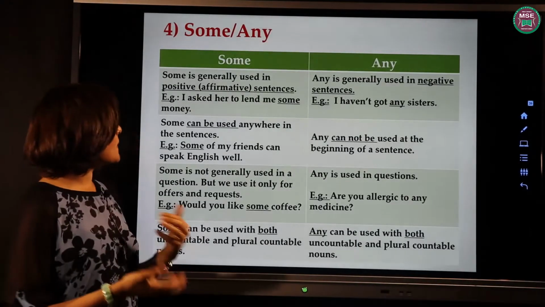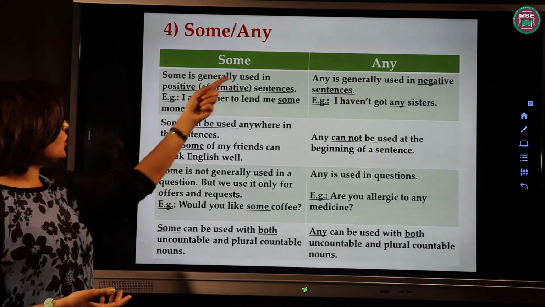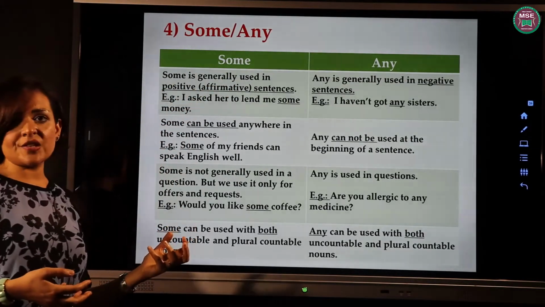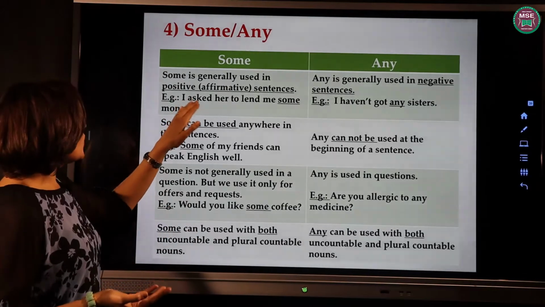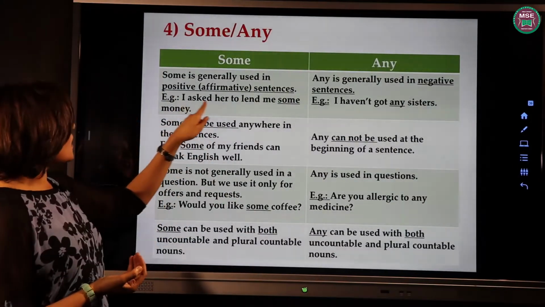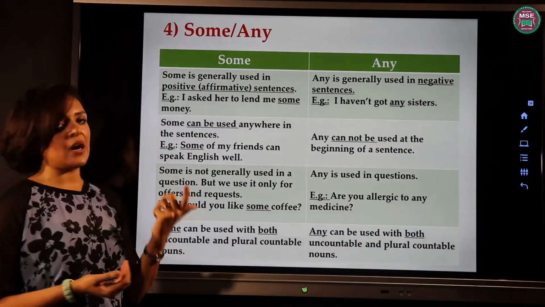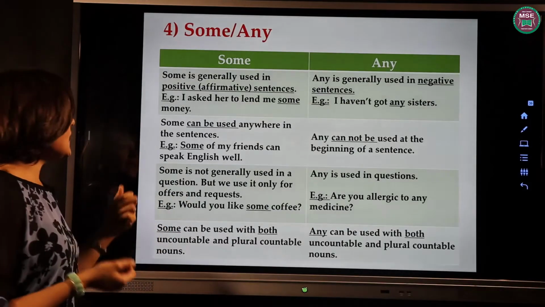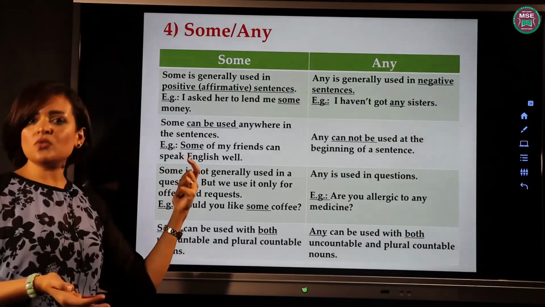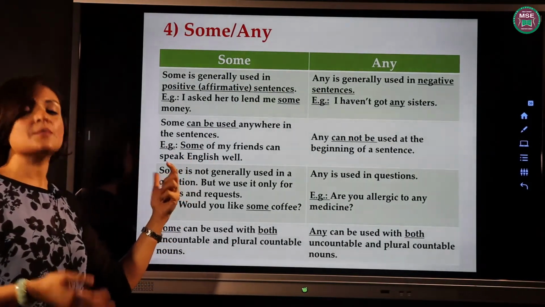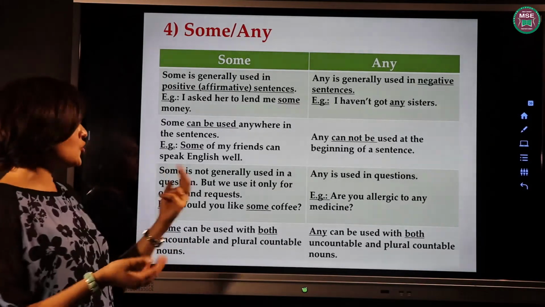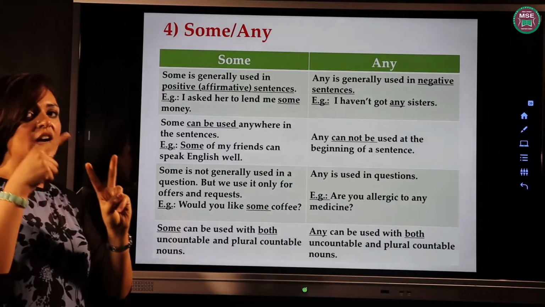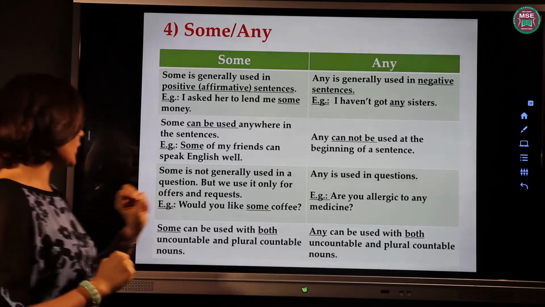Here we have some. Some is generally used in positive sentences, and in positive sentences with what? With this example, we will explain it better. I asked her to lend me some money. So here money is an uncountable word, yes, but I can use some with it, and also with countable nouns. So some can be used with both countable and uncountable nouns.